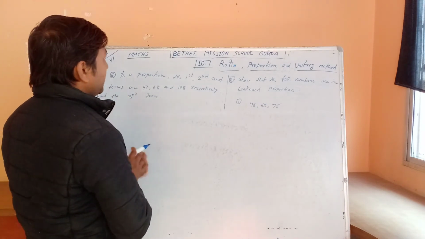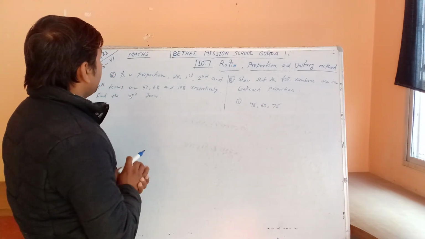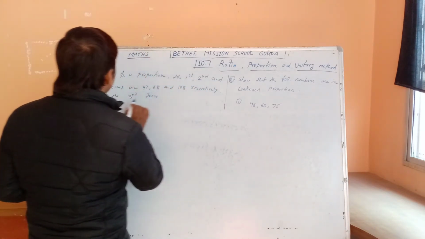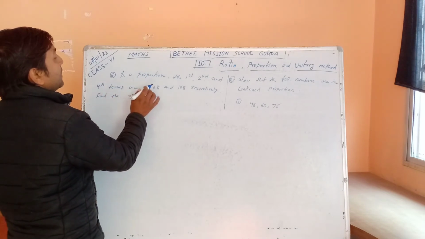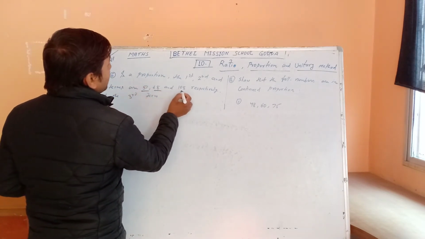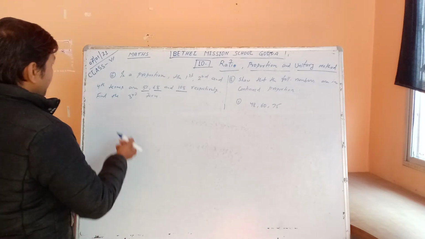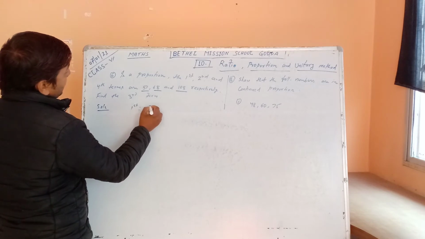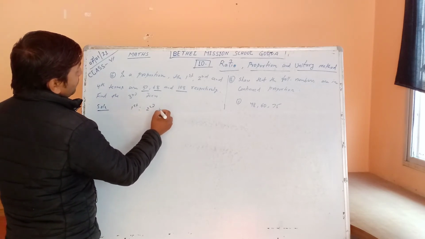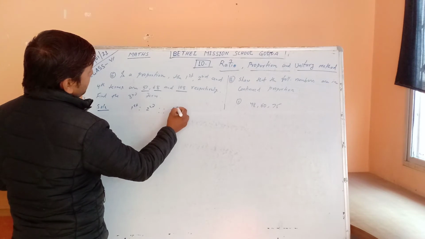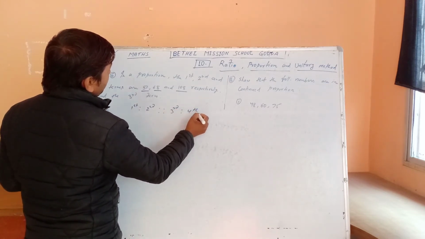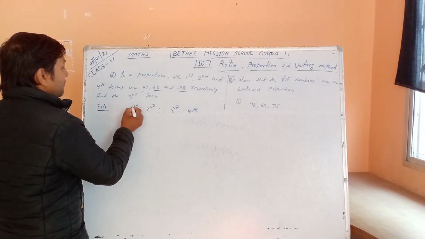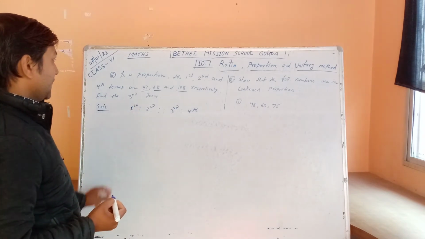I have taken some more questions. Question number 6 says that in a proportion the first, second and fourth terms are this and this respectively. So you know first term, second term, third term, and fourth term. You will write in proportion form first, and then fill that.